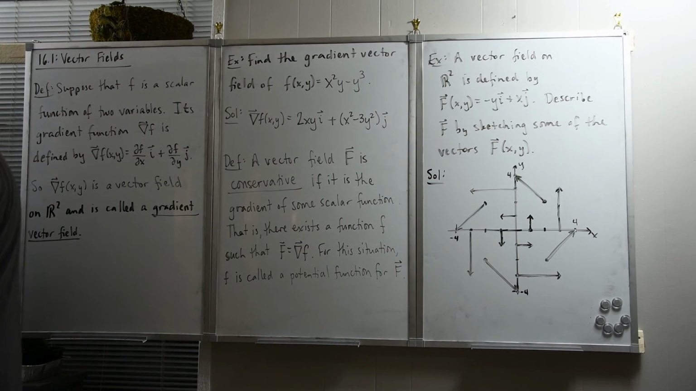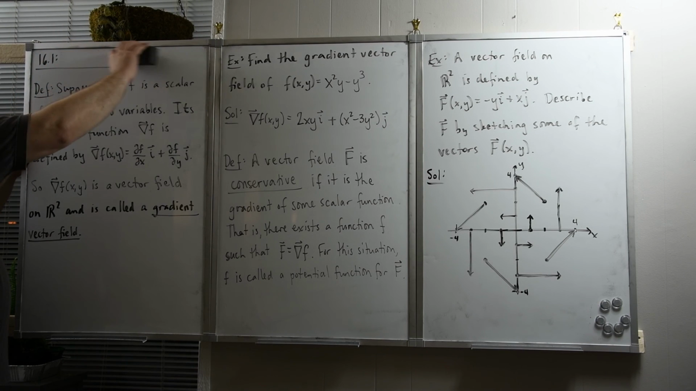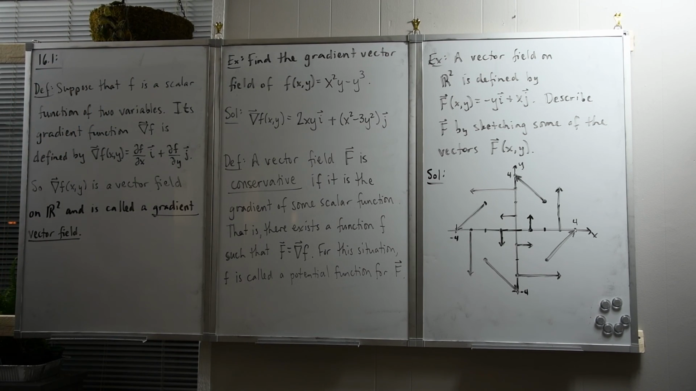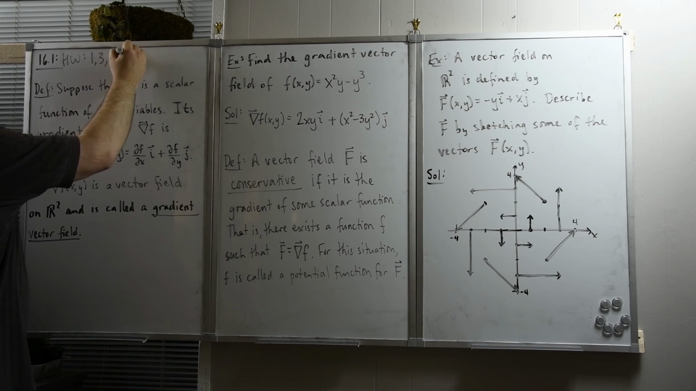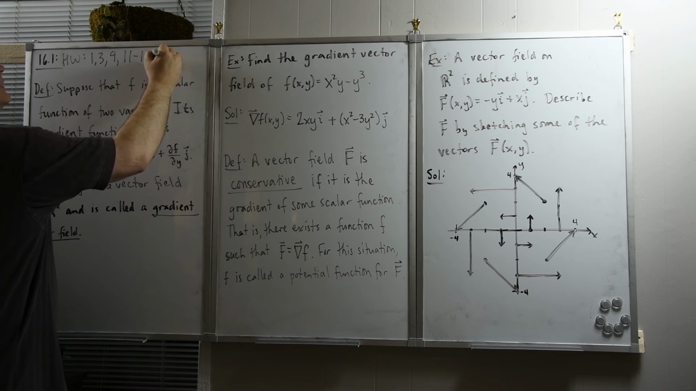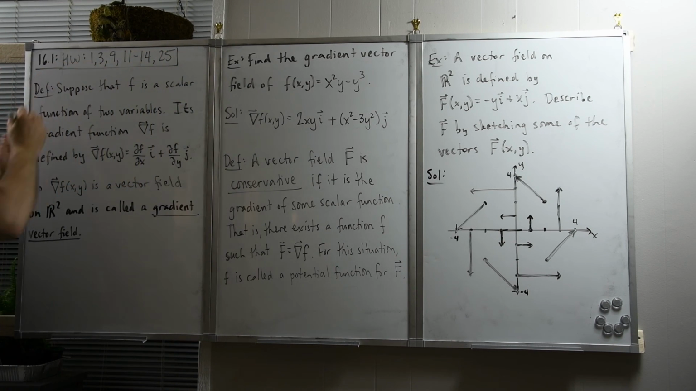And in some of the following sections, we're going to be looking at different ways that we can determine whether or not a given vector field is conservative. But in the meantime, we have some recommended exercises. And these recommended exercises are 1, 3, 9, 11 through 14, and 25.